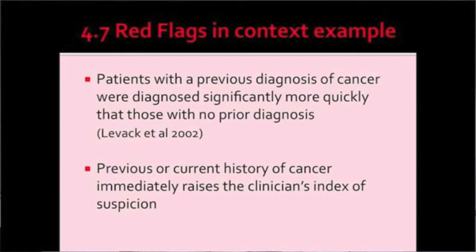So if we think about the context, patients with a previous diagnosis of cancer will be diagnosed significantly more quickly than those with no prior diagnosis. And this was published by Levac et al. in 2002. A previous or current history of cancer will immediately raise the clinician's index of suspicion.